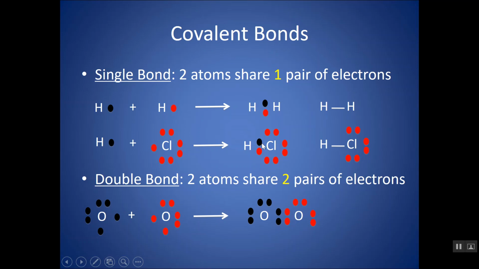And just like how we could show a pair as a line here, I could show each pair as a line, and now I have two lines to show a double bond.